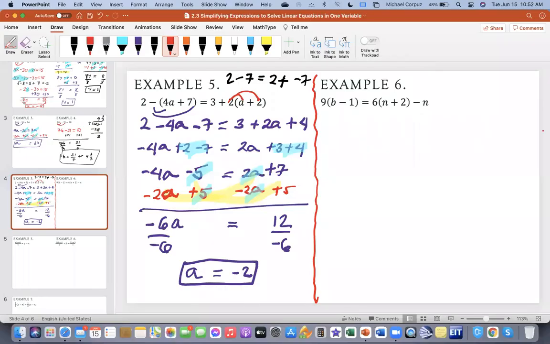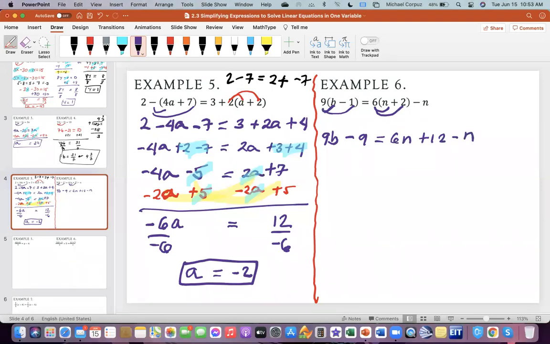You have 9 times the quantity b minus 1 equals 6 times the quantity n plus 2 minus n. We can use distributive property here again. 9 times b, we have 9b. 9 times -1, we have -9, equals the same here, 6 times n. 6n, 6 times 2, that's positive 12 minus n.